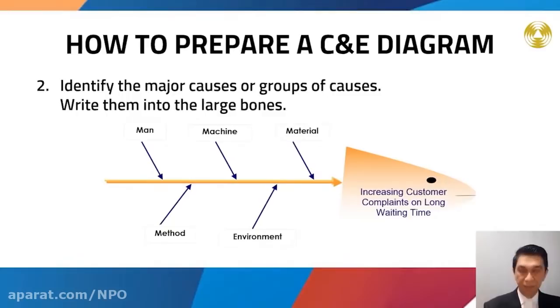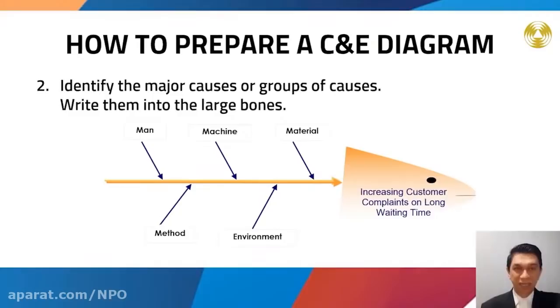Depending on the problem that you are solving, or depending whether you are producing a product or if you are a service company, you could use a different category for the cause and effect diagram. Usually for service companies, they use the people, provisions, procedures, place, and patrons or customers. They use the 5 P's as a major category of the fishbone. So here, in this example, we are using the 4 M's and 1 E: man, machine, material, method, and environment.